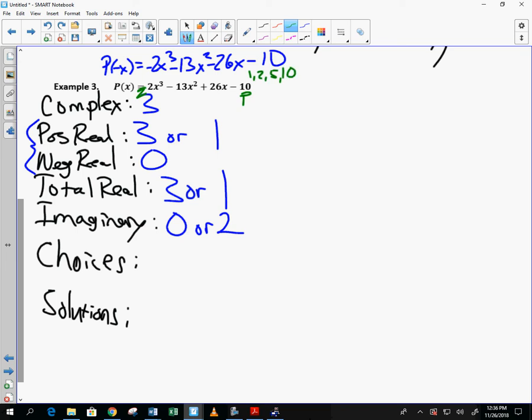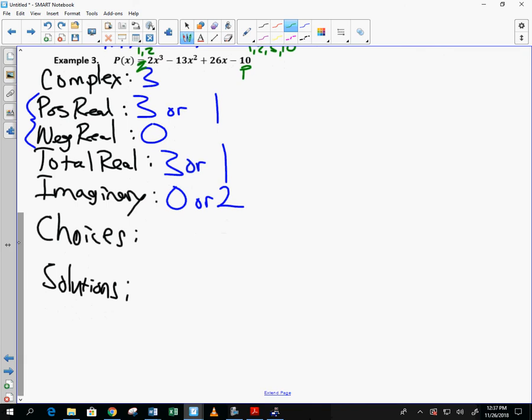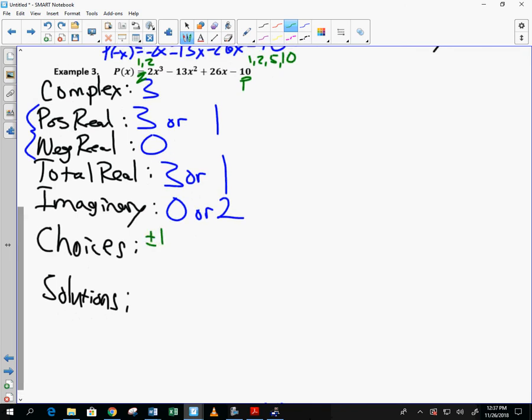What are the q's? So I take all the p's, divide by all the q's. That'll be a plus or minus 1, plus or minus 2, plus or minus 5, plus or minus 10. And then I got to divide them all by 2. So that'll be plus or minus 1/2. Plus or minus 1, we already have that. Plus or minus 5 halves. And plus or minus 5, but we already have that. So there's my solutions. So which one do you want to try?